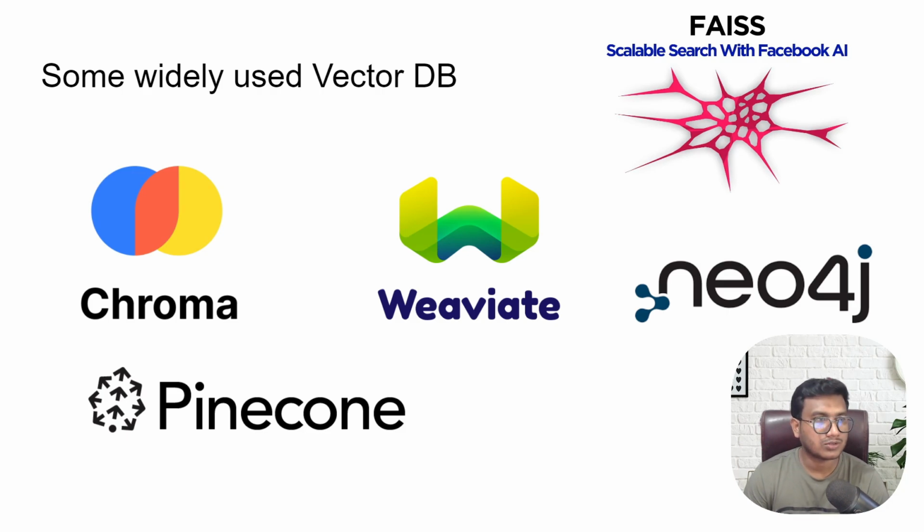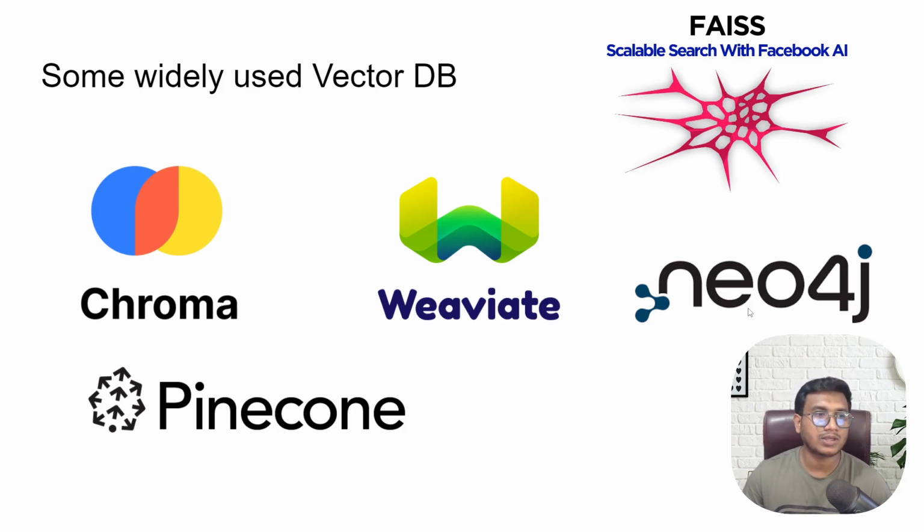So guys, I think so far everything is clear. Now let's see some widely used vector databases. You can see we have ChromaDB, Weaviate, then Faiss. Faiss was implemented by Facebook AI. Then we also have Pinecone, then Neo4j. Neo4j is a graph-based vector database. These are the very common vector databases people are using in the market, and they are very famous right now.